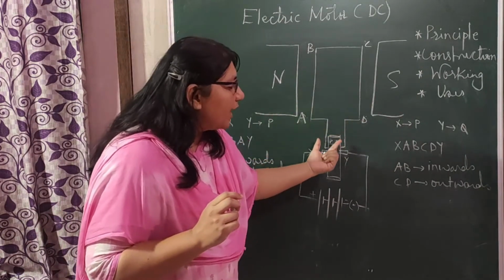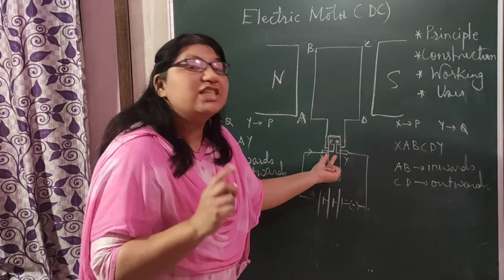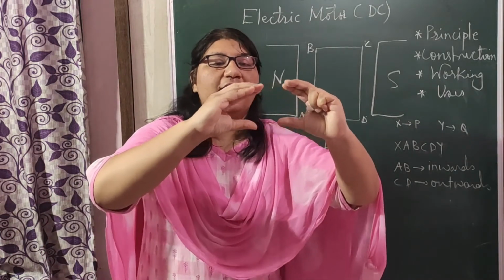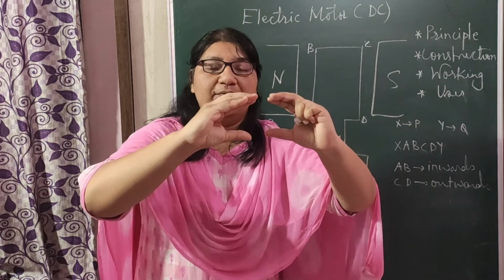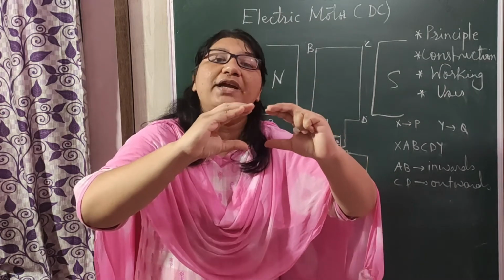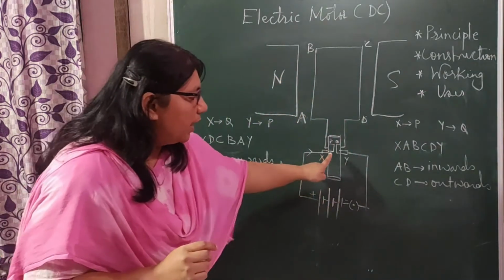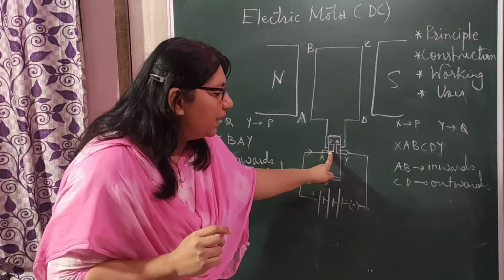What is that coil attached to? It is attached to a split ring. एक ring है, उसको divide कर दिया two halves में. That is called a split ring. One single ring divided into two parts. Split ring. I have given it a name P and Q.